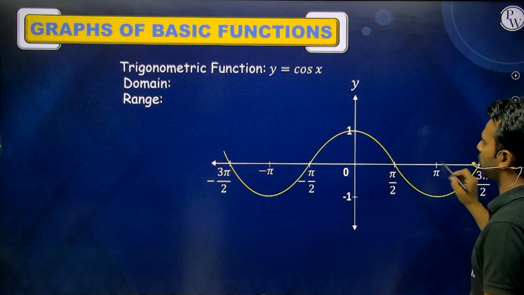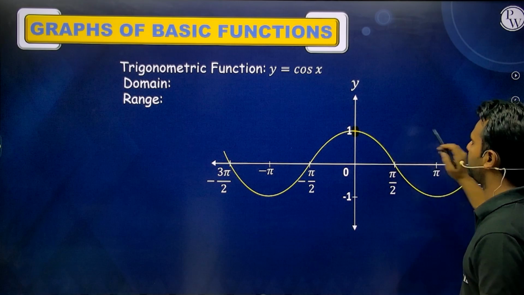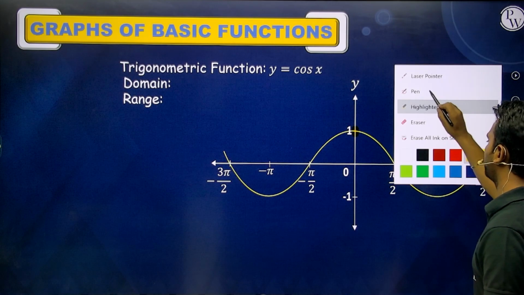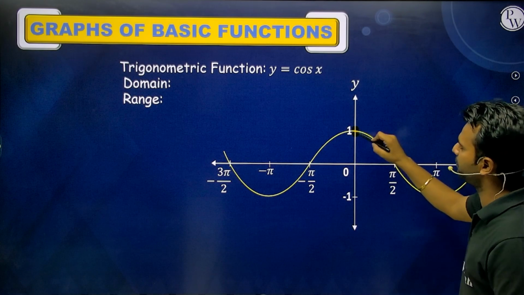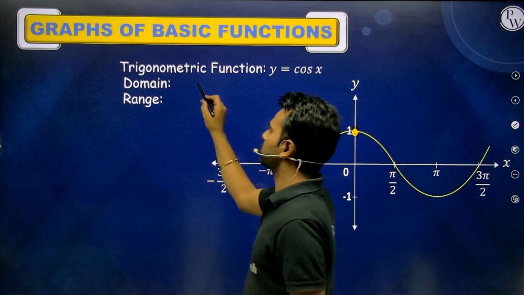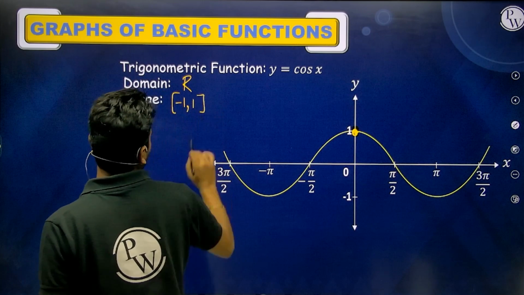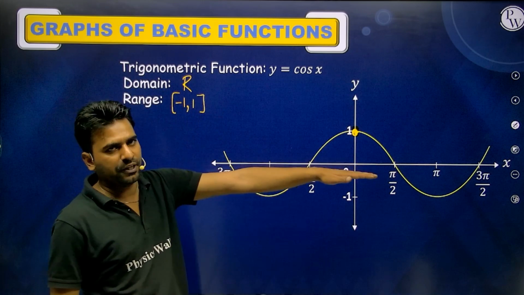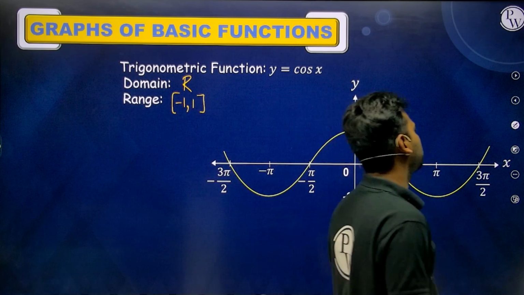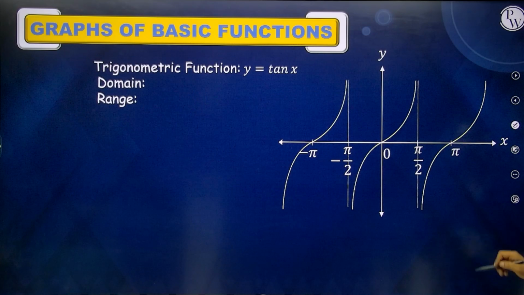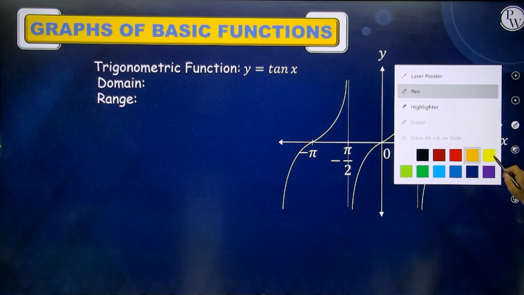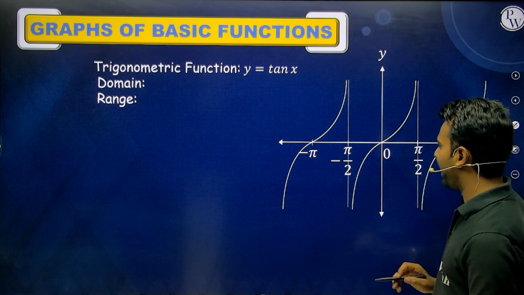Similarly, for y equal to cos x, the graph starts from here. This is a very important thing that you have to notice, that the graph starts from here. So here also the domain is all real numbers and the range is -1 to 1 only. Domain means the values on the x-axis. Range means the values on the y-axis. Okay, let's talk about y equal to tan x.